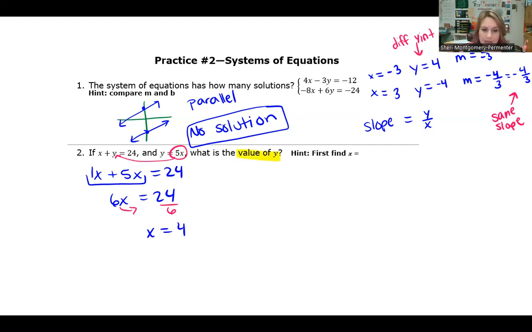But the question isn't asking us for what is x, it's asking for the value of y. So we have to take that x and you can plug it into either equation. You don't have to plug it into both equations. If I plugged it into the first one, it's x plus y is 24. So if you plug it in, you get 4 plus y is equal to 24. Well, what plus 4 is 24? 20. Y is equal to 20. That is what the problem is asking. What is y?